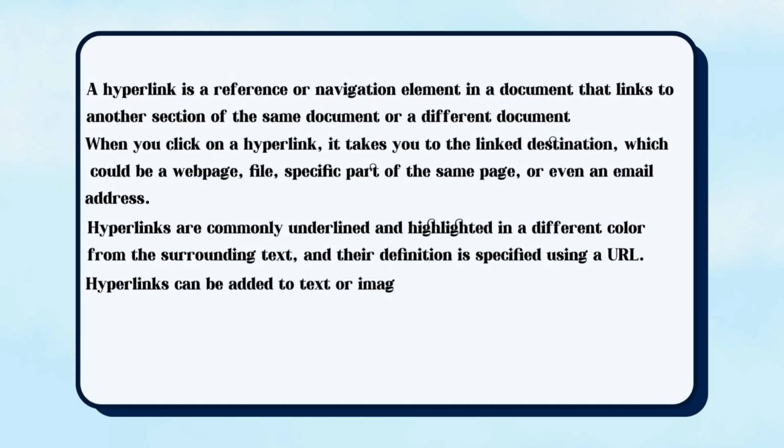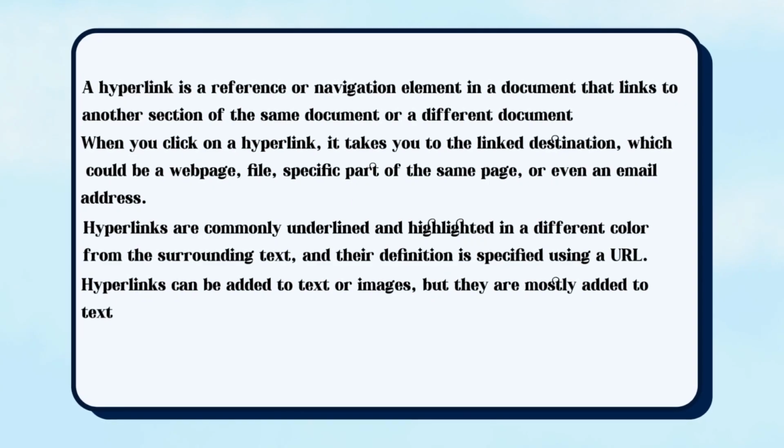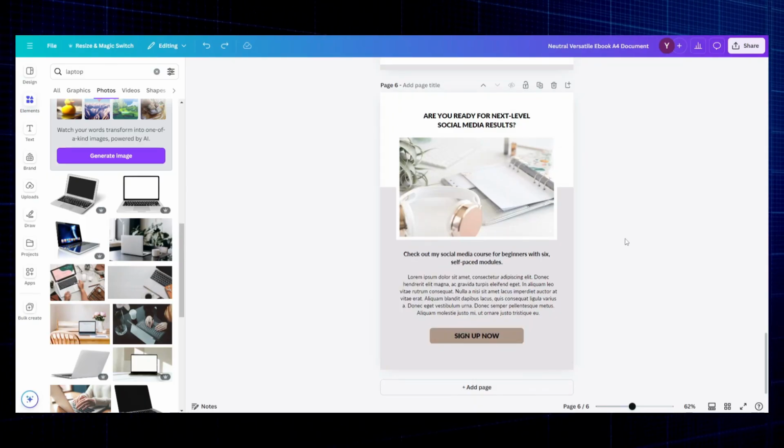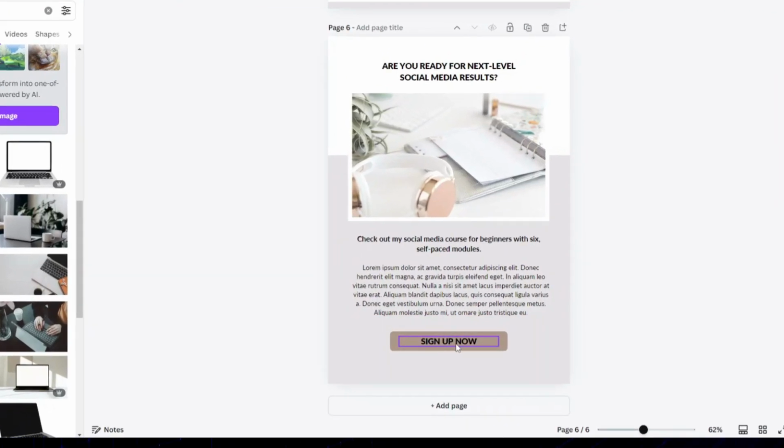Hyperlinks can be added to text or images, but they're mostly added to text. Let me show you how to add a hyperlink in Canva and how to download the design so the link remains clickable. To do this, click on the text where you want to add the hyperlink.